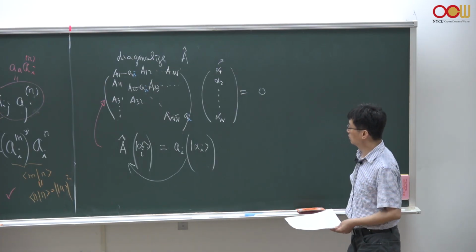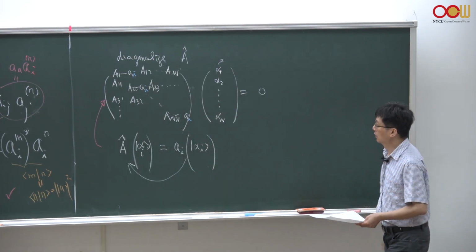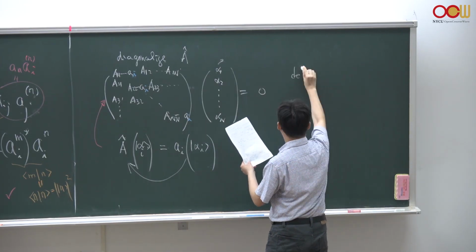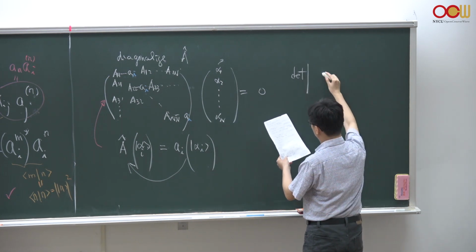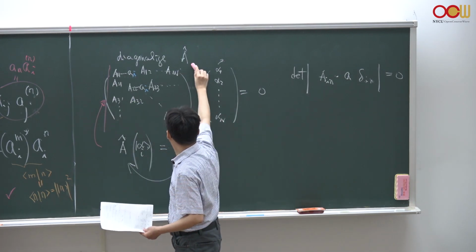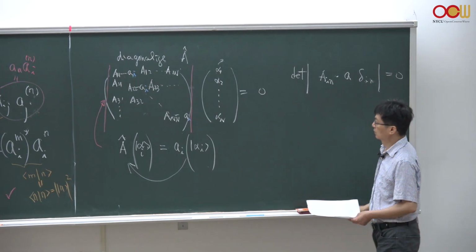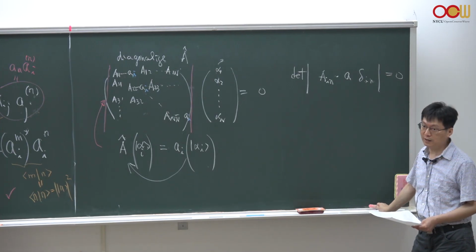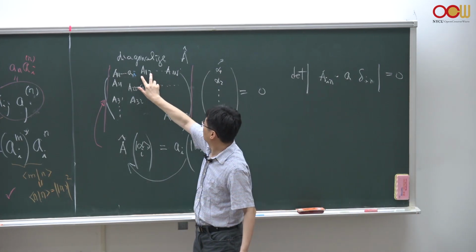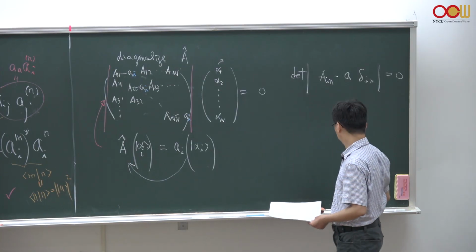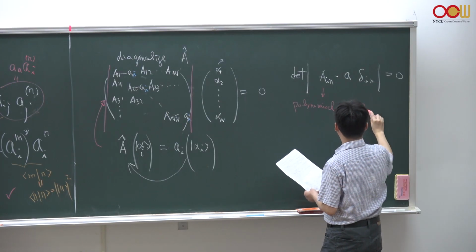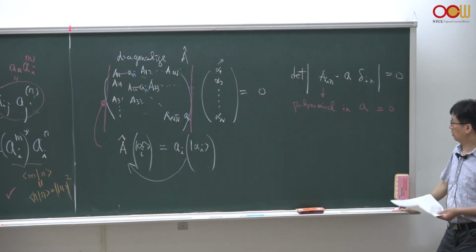So you need to solve this matrix equation, and the solution for this ai is when you have the solution for the determinant. In other words, as you already learned in your applied math, you need to take the determinant of this matrix. This is the polynomial equation for ai, and then you solve for ai, because you know all the matrix elements, capital Aij. This is the way to do. This is the polynomial in a, which is 0, and then you solve for a.